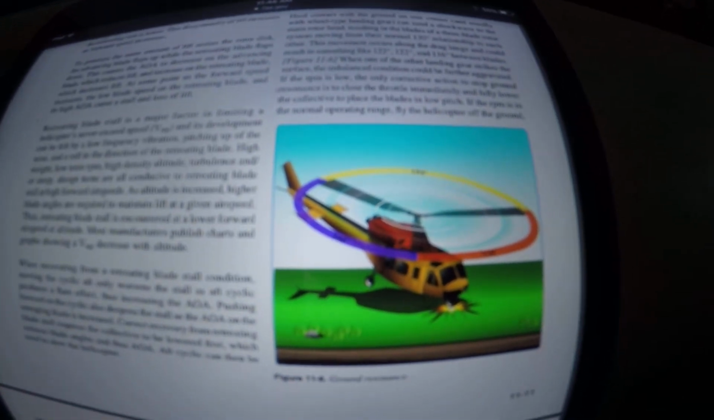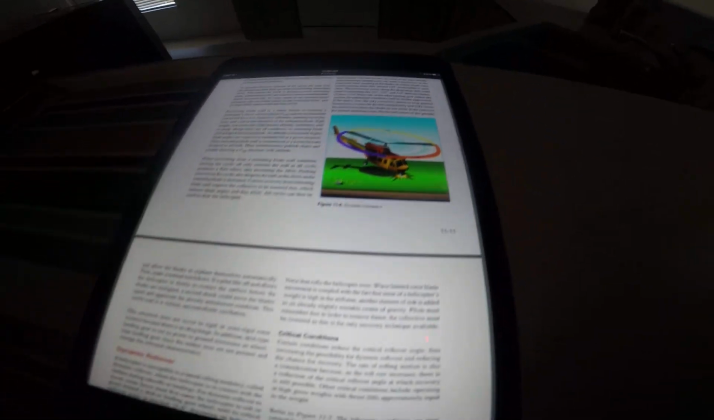When one of the other landing gears strikes the surface, the unbalanced condition could be further aggravated. If the RPM is low, the only corrective action to stop ground resonance is to close the throttle immediately and fully lower the collective to place the blades in low pitch. If the RPM is in the normal operating range, fly the helicopter off the ground and allow the blades to rephase themselves automatically. Then make a normal touchdown.